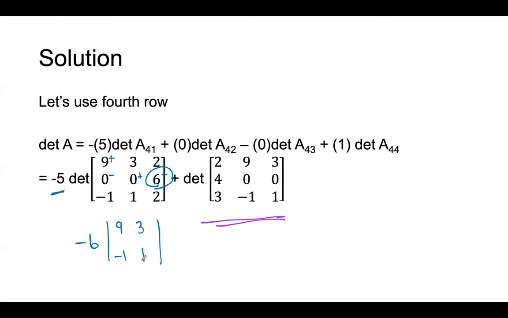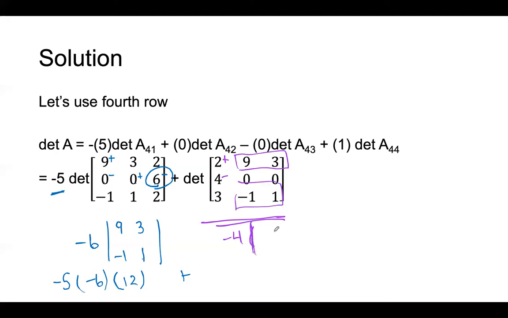9 times 1, 9. Subtract 3 times -1, so that's 12. So this is 12. This is -6. This is times -5 plus the determinant of this one. Let's color code it again. We want to go positive, negative. So this is -4 times the determinant of this submatrix.